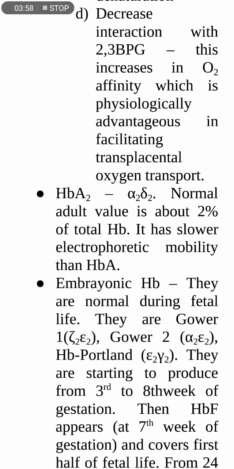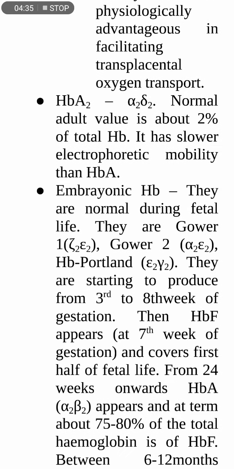The last hemoglobin variant is embryonic hemoglobin, that appears in utero first. Gower 1 is composed of zeta 2 and epsilon 2 chains. Gower 2, 2 alpha chains and 2 epsilon chains. And hemoglobin Portland is composed of 2 zeta chains and 2 gamma chains. They start to be produced from the 3rd to 8th week of gestation.